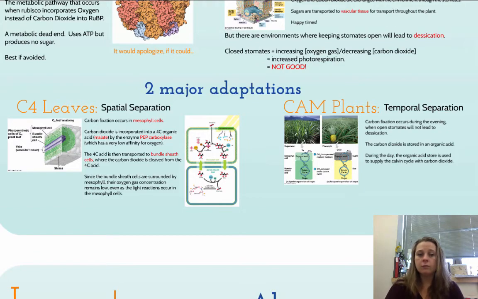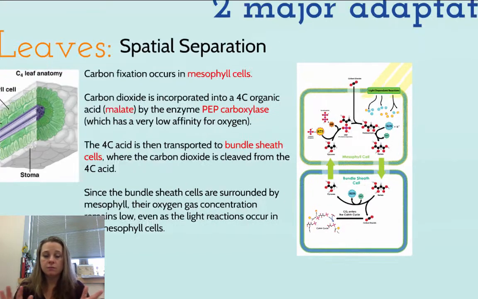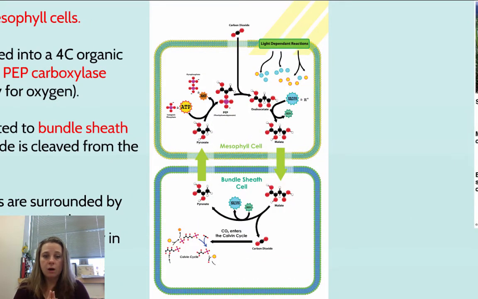So we have some adaptations. There are C4 plants. C4 plants have spatial separation. These fixate carbon in the mesophyll cells and incorporate it into a 4-carbon organic molecule, which is malate, with another enzyme. This can then be transported and we can take the CO2 and produce sugar. Even when oxygen concentrations remain low, the light reactions can occur in these mesophyll cells. All right, so here's what's going on in that.